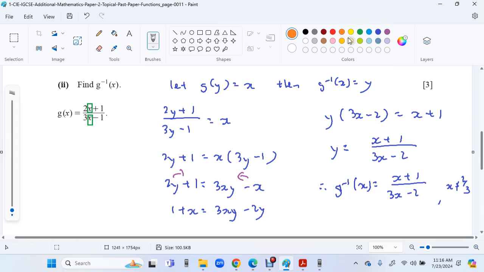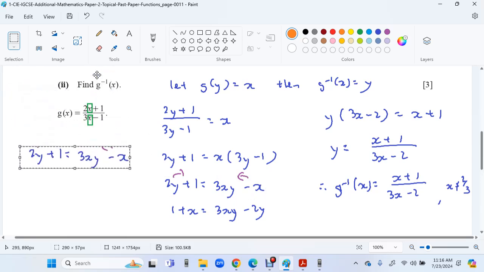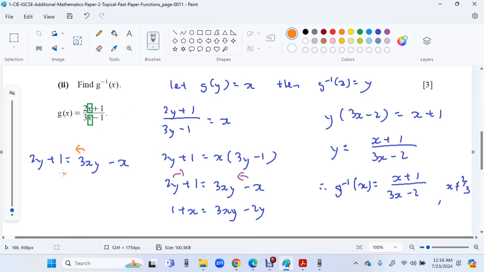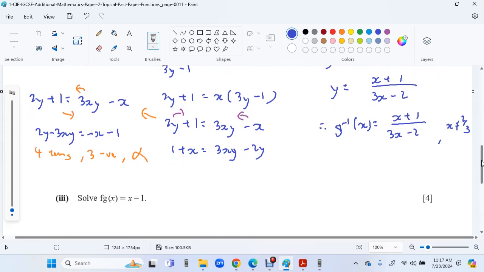Maybe some students will ask why, in this part, we move the y behind instead of moving the y in front. If I move the y in front, then we will have something like 2y - 3xy equal to -x - 1. For this one, we have 4 terms and then we have 3 negative values. So I don't want that, too many negatives already. If we have something like this, then later to get the g inverse here, we still have to do some manipulation. So I don't want that.